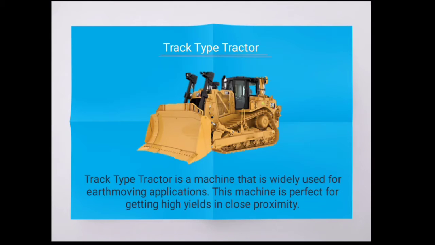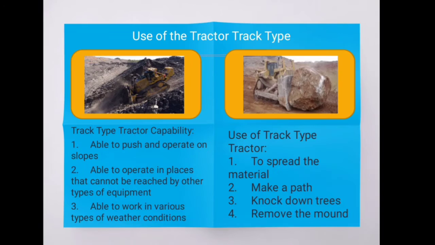A track type tractor is a machine that is widely used for earth moving applications. This machine is perfect for getting high yield in the closing proximately. The ability to push and operate on slopes allows it to reach where other equipment cannot normally reach.